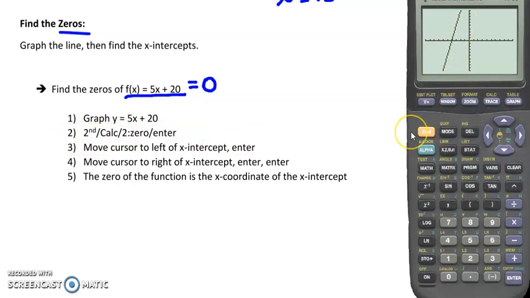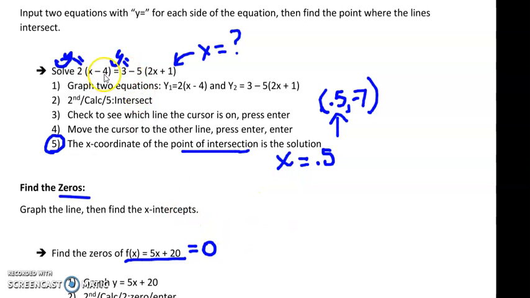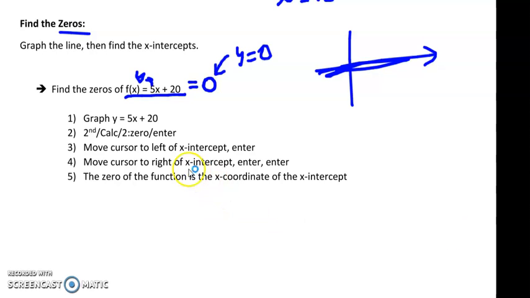Now we're going to do step 2, and this is really kind of like the first one, where we found where these two lines cross. If you think about it, our second equation would be y equals 0. We'd say y equals 5x plus 20, and then y equals 0. Y equals 0 is just the x-axis. So we're going to use the calculator to find the x-intercept, which is the same thing as finding where it crosses the line y equals 0.